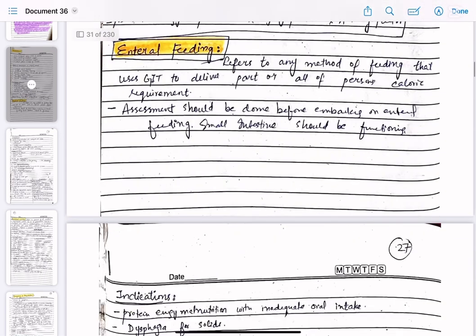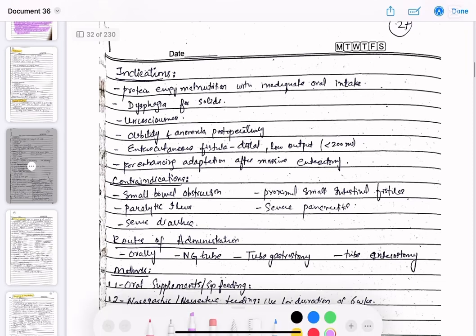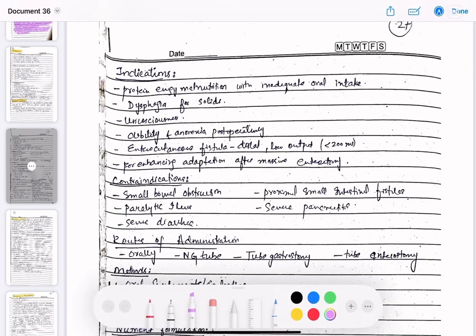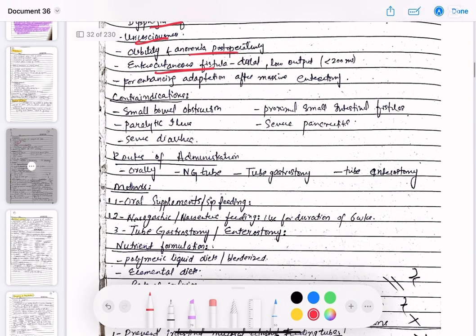We have discussed these indications: malnutrition, dysphagia, unconsciousness, anorexia, enterocutaneous fistula, and enhancing adaptation. And these are the contraindications: small bowel obstruction, paralytic ileus, severe diarrhea, proximal small intestinal fistula, and severe pancreatitis. Now, what are the routes of administration?